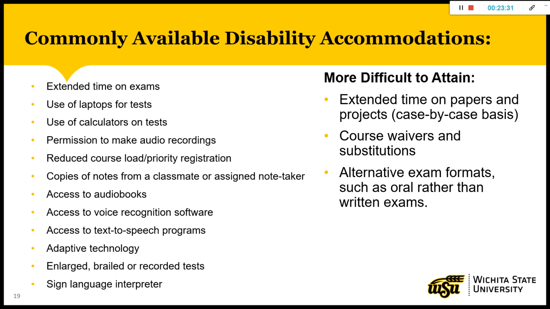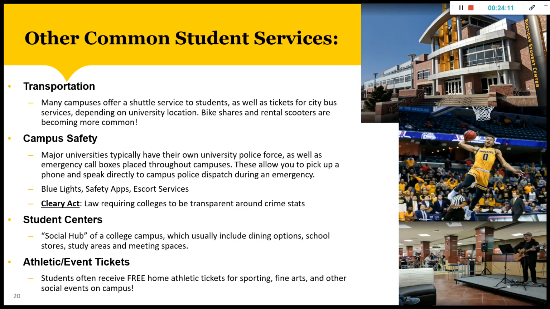Some of the things that are more difficult to attain are extended time on papers and projects; those are generally a case-by-case type of situation. Also course waivers and substitutions and alternative exam formats. You may be used to that third one in particular at the high school level. Many universities are able to provide some sort of an audio exam as needed, or, like I said, brailled exams. But oral exams, if your student is used to having a test read to them, those might be a little bit more of a case-by-case basis as well. Again, it's just one of those things to look into for your child with disabilities.